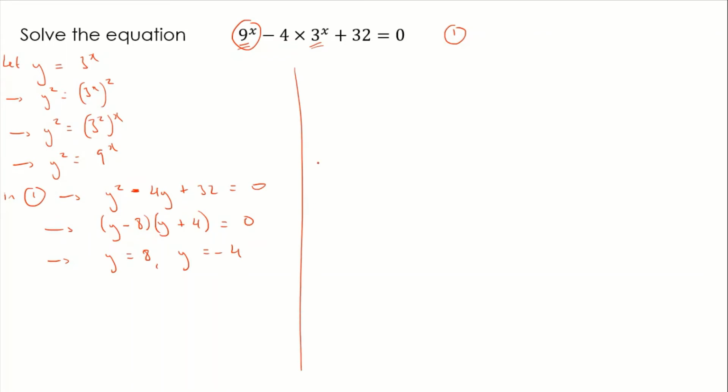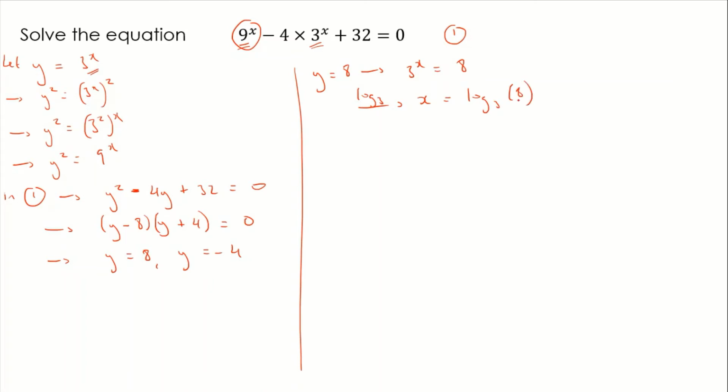But now I'm about to solve for x. If y equals 8, that means that 3 to the x equals 8. And now we're going to have to take log base 3 here, okay, because the answer won't be a whole number. So x is log to the base 3 of 8.